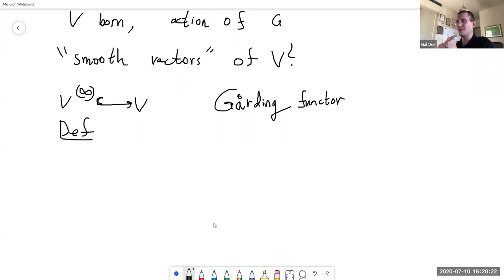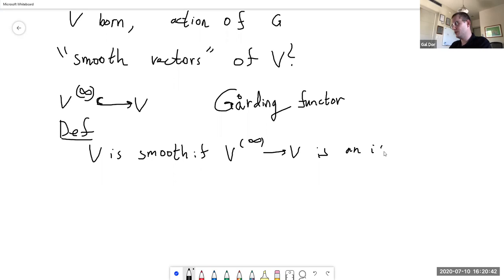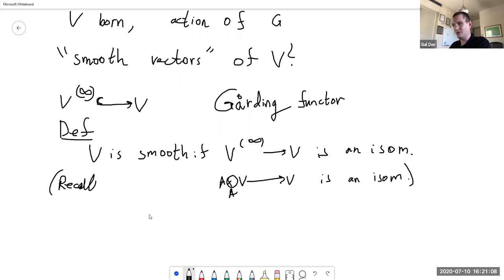So we are going to say that V is smooth if this map from the smooth vectors of V into V is an isomorphism. This should remind you of the definition of a smooth vector space that we had over a quasi-linear algebra. We wanted to say that it is smooth if this smoothening of V into V was an isomorphism. So basically, this is the analytic version of smoothening.